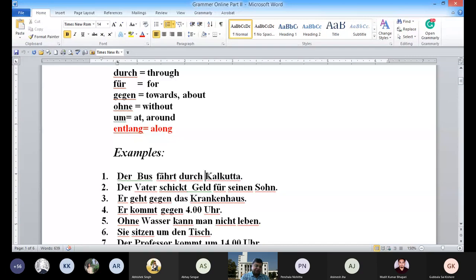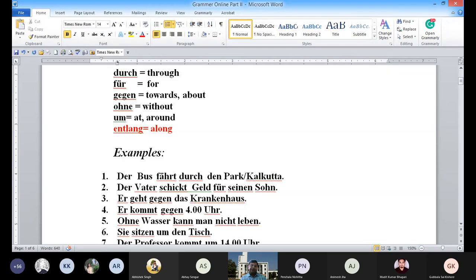But I can use, just to explain to you, like suppose you say, der Bus fährt durch den Park. Means there is a park and the bus is going through the park. You understand? Park, P-A-R-K, der Park. It's a masculine gender. So because Park is a masculine noun, der Park, it has become den Park.